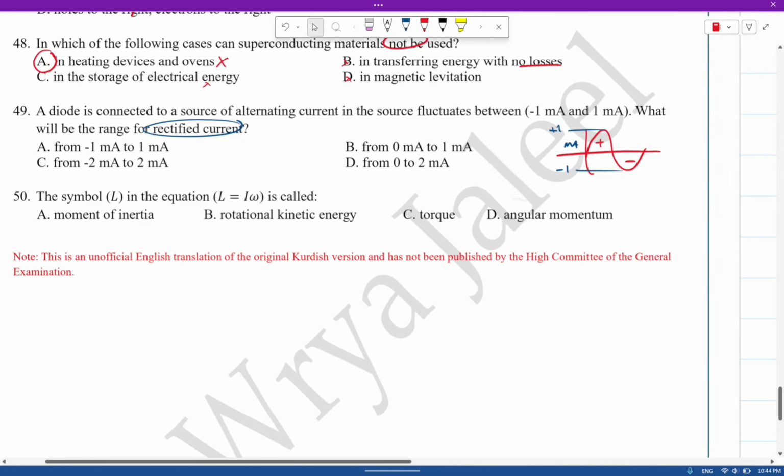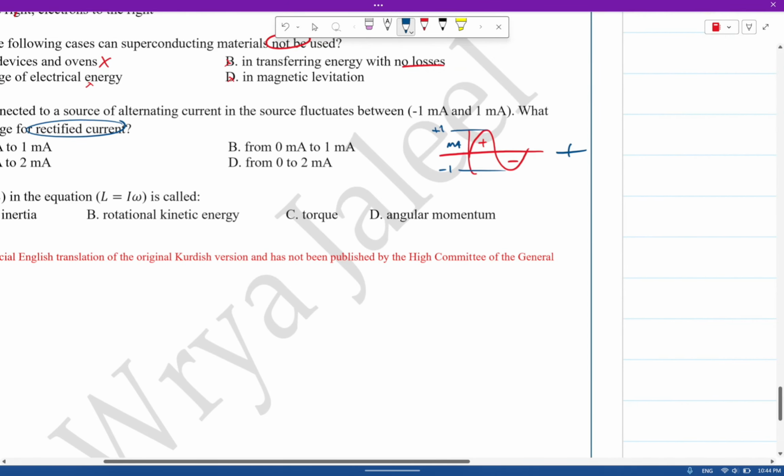Now, after this passes through a diode, it only allows the positive part to pass through. Once the current is reversed, it does not allow it to go. So in this case, what will be the resultant of this alternating current now? We will still have the positive part, but what happens to the negative part? Once the current is reversed, the diode does not allow the current to go. So now, what is the value of the current that is left? This is 0 clearly, so it only keeps the positive part, so this is 1 milliampere.